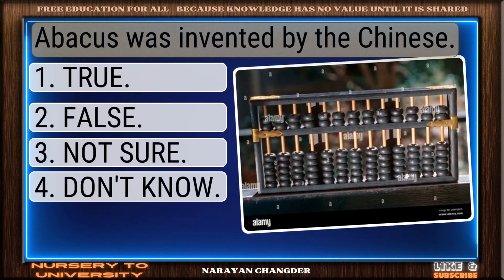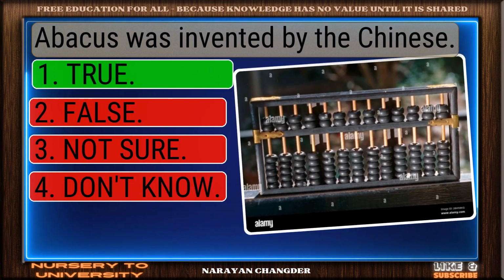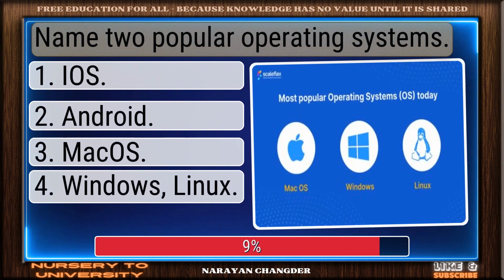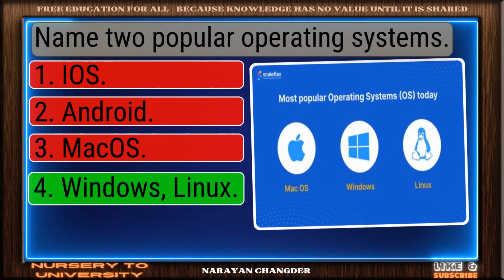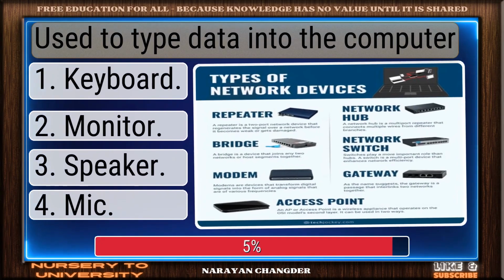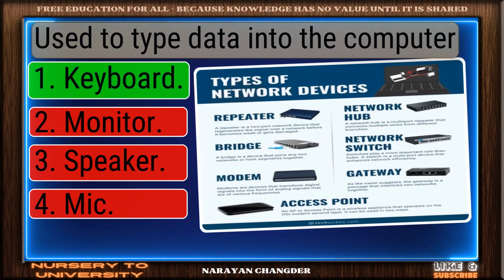Abacus was invented by the Chinese. Strong choice. True is right. Name 2 popular operating systems. Bravo. Windows, Linux is the answer. Used to type data into the computer. On track. Keyboard is correct.